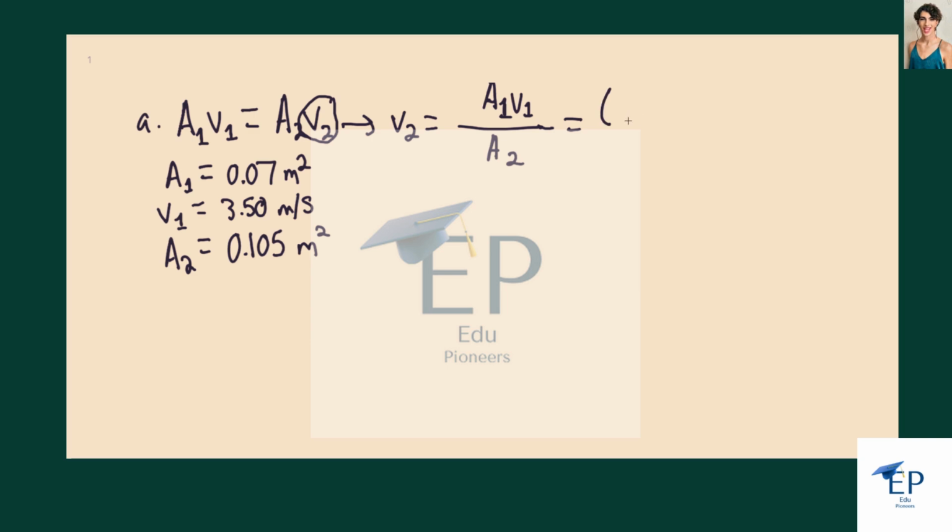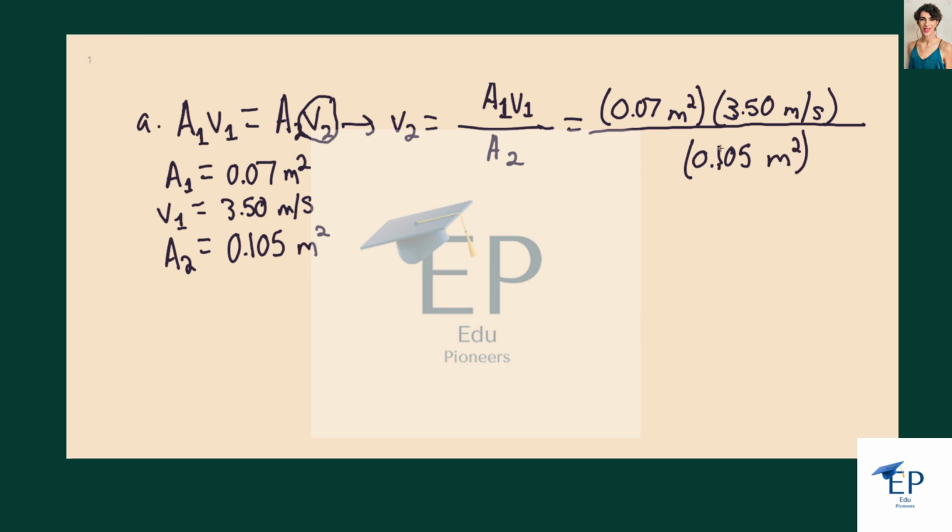Solving for this, we have 0.07 meters squared times 3.50 meters per second divided by the cross-sectional area in this second part, which is going to be 0.105 meters squared. At this point, we can use a calculator, and we know that the velocity in the second section of this pipe is going to be 2.33 meters per second.